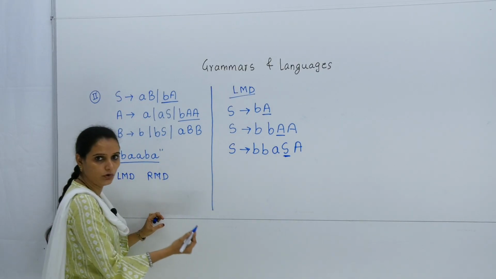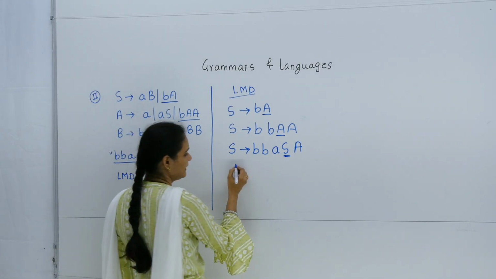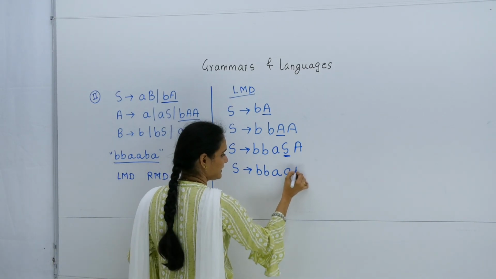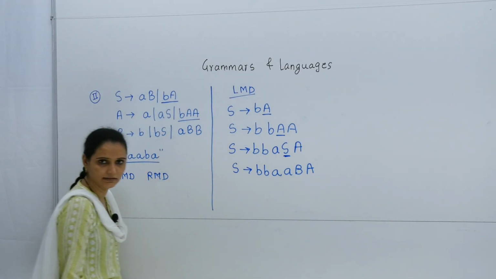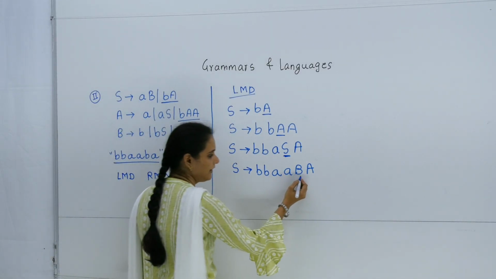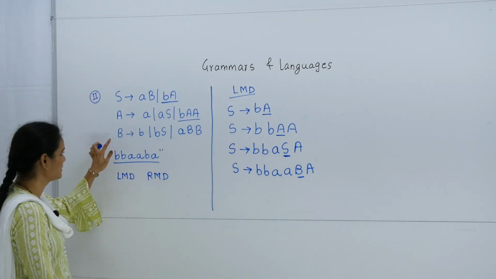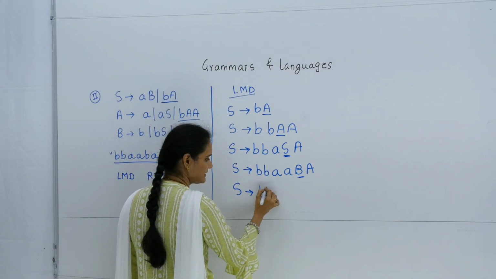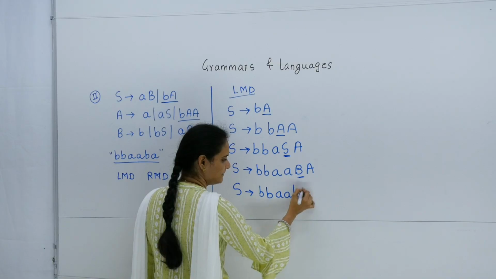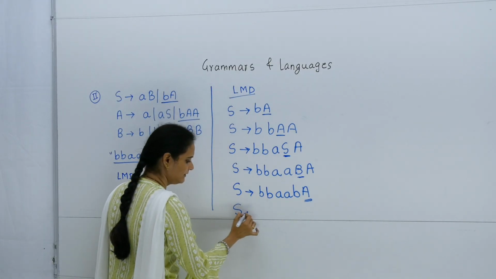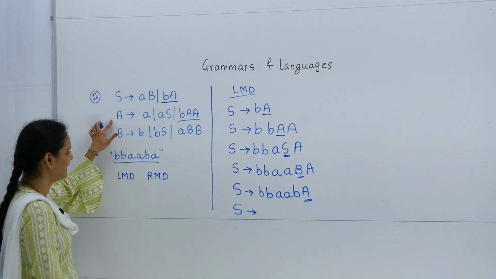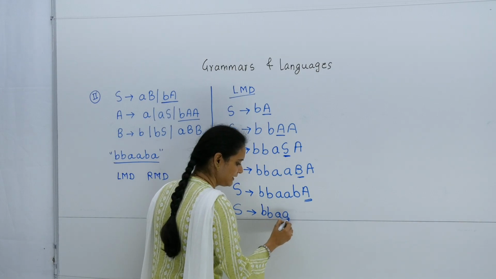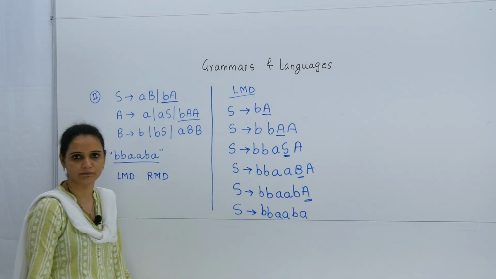BBA. Now again I want the fourth symbol as A, therefore S can be replaced by AB and the remaining is as it is. Now the leftmost non-terminal is capital B. So capital B can be replaced by small b, therefore S produces BBAA. The only one non-terminal remaining is capital A, which can be replaced by small a, as the string we want to generate is BBAABA.